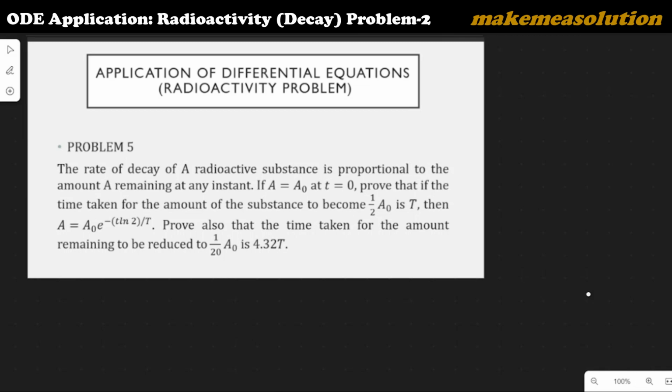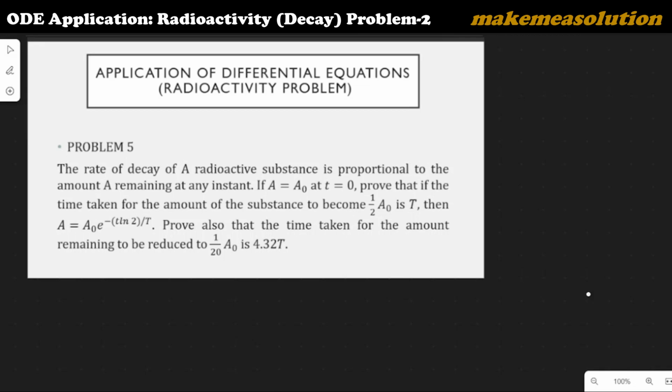So let's move on to the last problem, which is still under radioactivity or the growth/decay problem. So clearly this is actually a radioactive decay problem. So let's dive into the question and see what we're dealing with here.